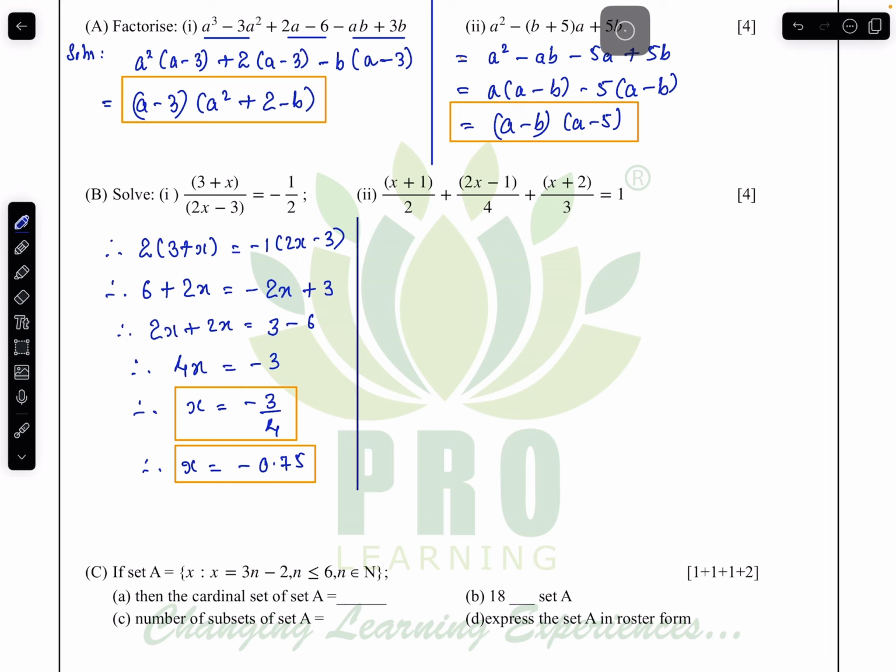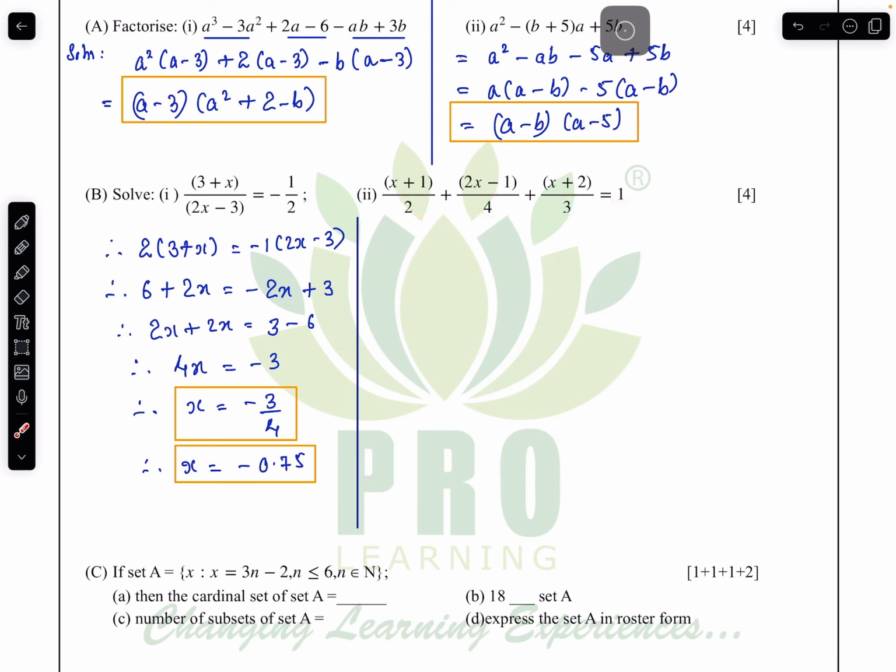We move on to the second one. Second one, it has got 3 terms, that is a trinomial on the left, and it is equated to the number 1 on the right. So the best approach here: the denominators are 2, 4, 3 and here it is 1. The LCM would become 12, because 3 times 4, since the factors of 3 are 3 and 1, and of 4 are 2, 2. So the least common multiple is going to be 12.